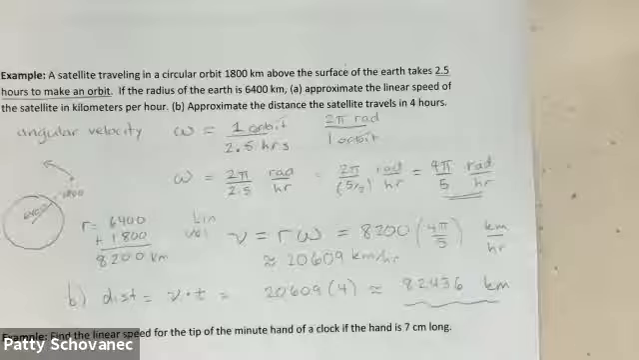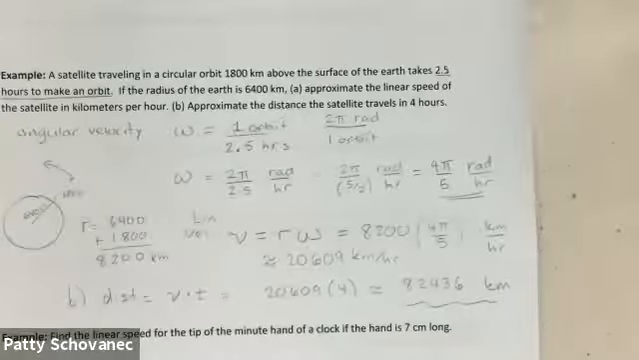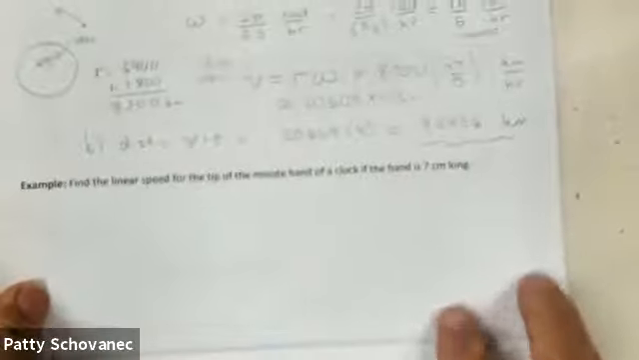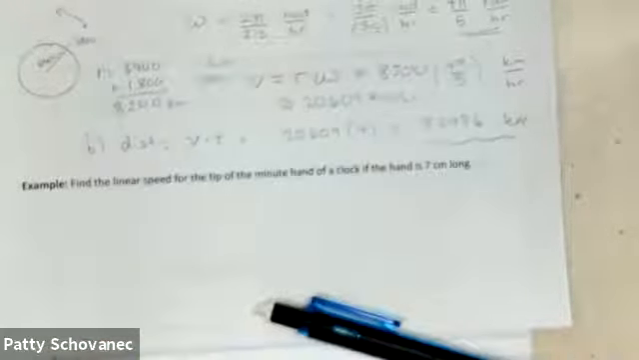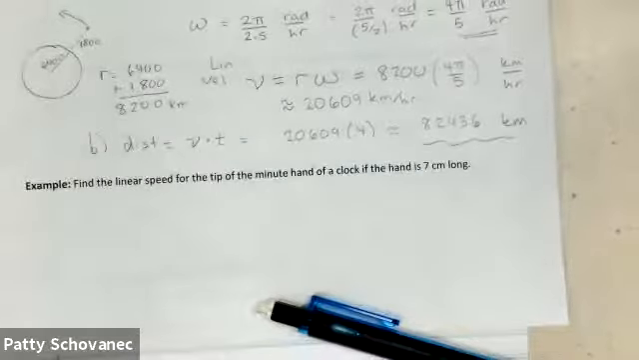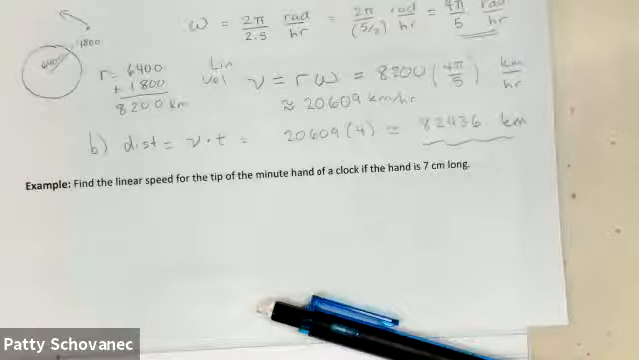Okay, so a couple of problems on WebWork talk about how the clock hands move. So let me do one of those. Find the linear speed for the tip of the minute hand of the clock if the clock is 7 centimeters long. So my plan is, as before, to find my linear speed v, I'm going to multiply omega, the angular speed, times r. R is going to be 7 centimeters.